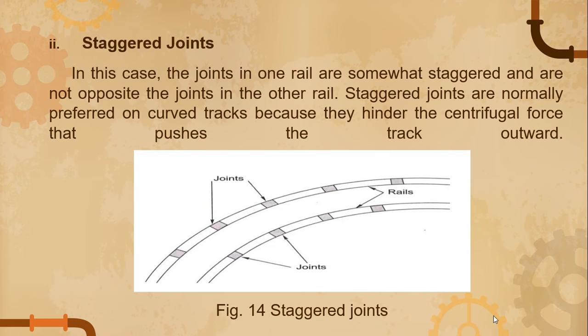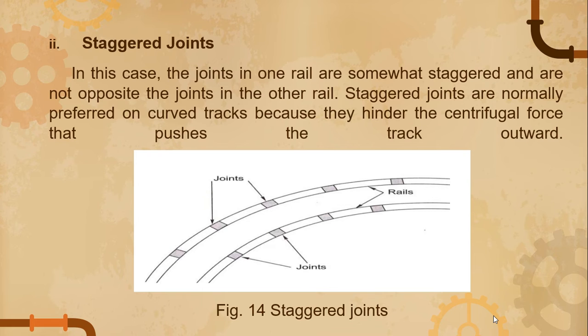So pagdating naman dito, yung distance between the two opposing joints, staggered half a rail. So madalas nga siyang ginagamit sa mga curved rail lines dahil nadidisperse niya yung impact force from the rolling of the wheels. However, because of the same reason, hindi siya recommended for stability purposes.